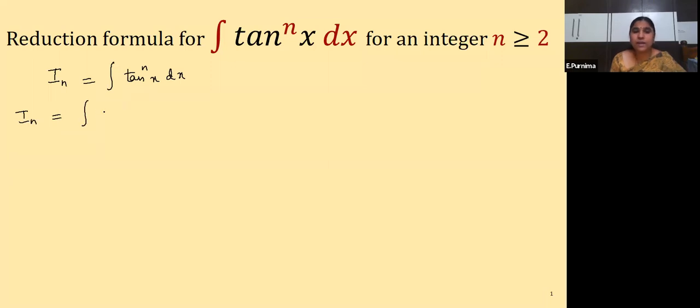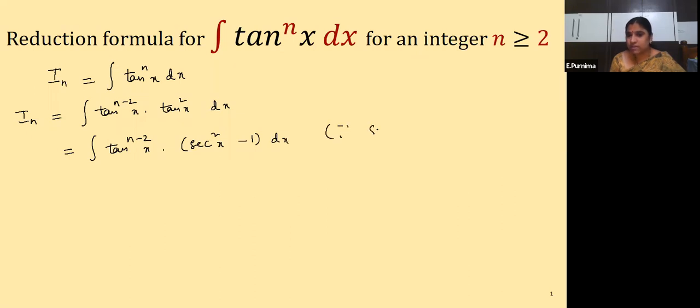But there we did it as sin to the power of n minus 1 x into sin x. But here we have to do it as tan to the power of n minus 2 x into tan square. Understood, children? So tan to the power of n minus 2 x into tan square. So which is equal to integral of tan to the power of n minus 2 x into tan square x, we can write as secant square x minus 1. Yes?